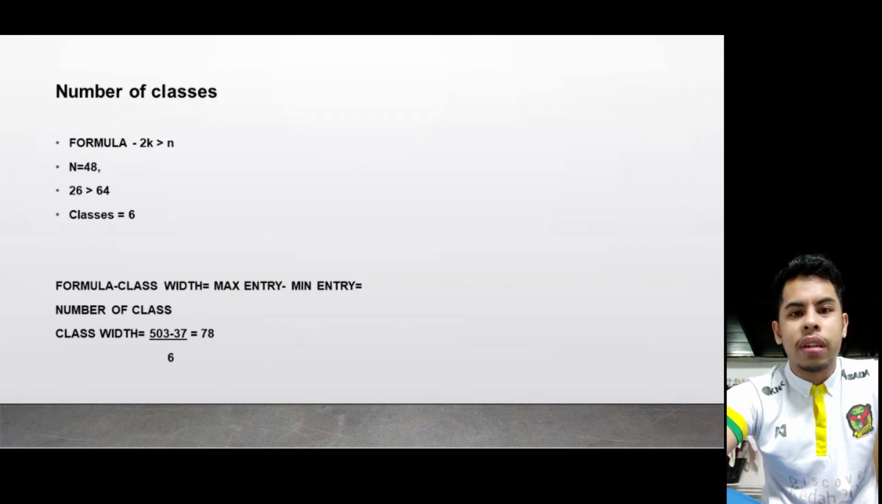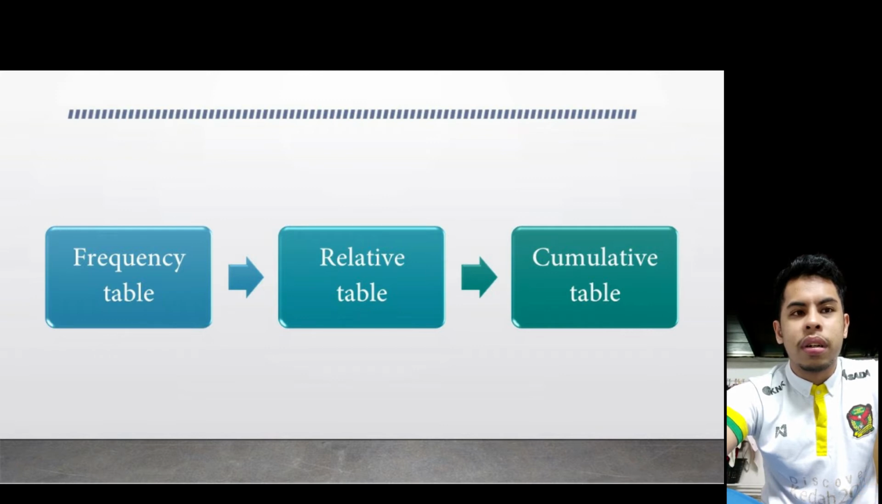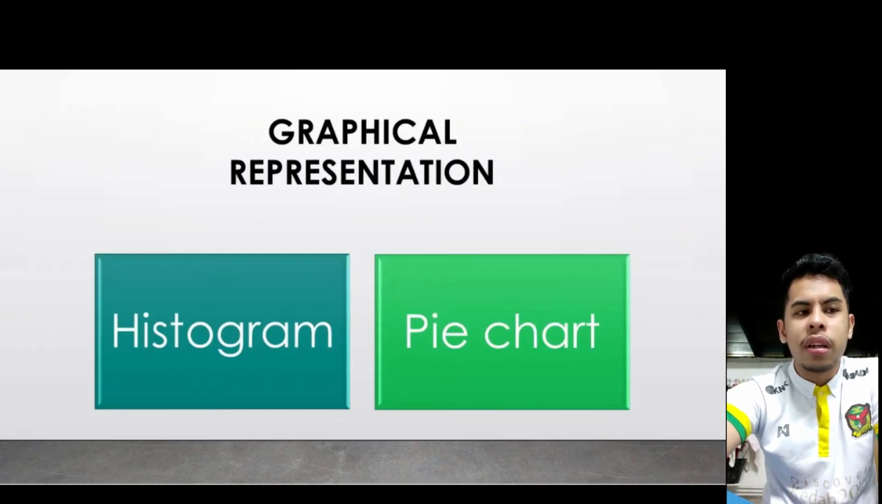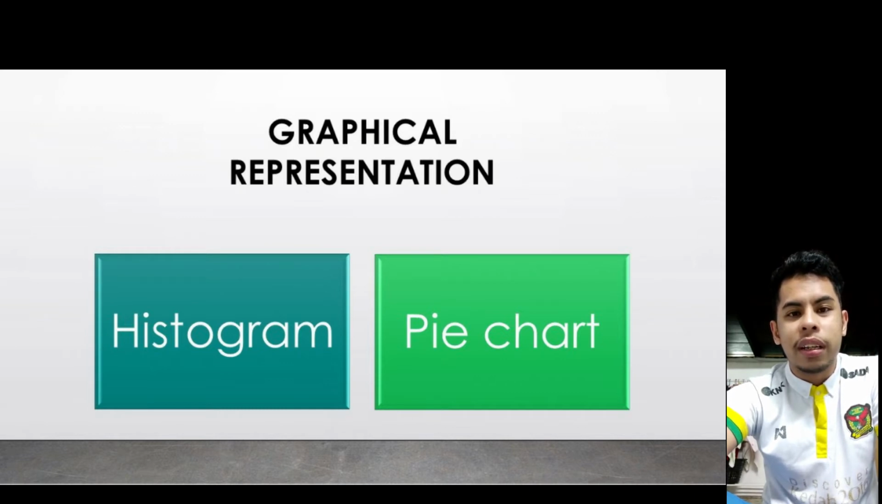Okay, after you have done the calculation, you need to draw the frequency table, relative frequency table, and cumulative table. And then after you've done all of the tables, you need to draw the histogram chart. And then when you have done, you need to draw pie chart. Okay, that's all for me.